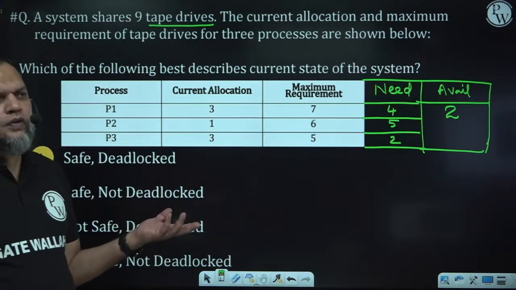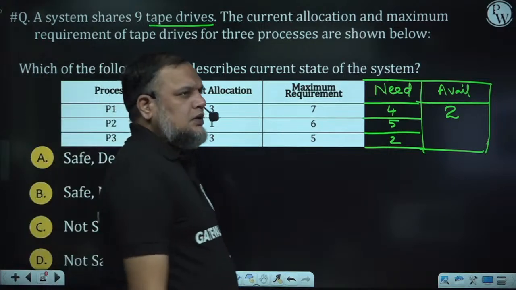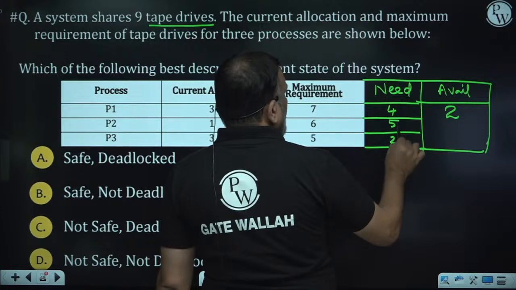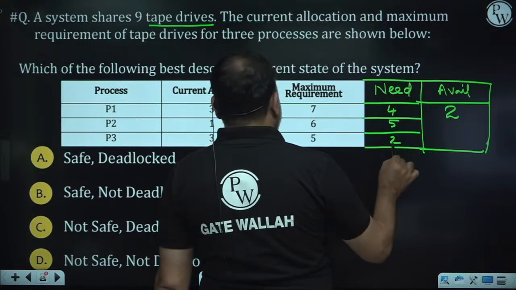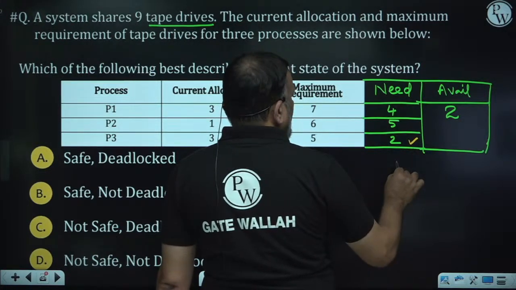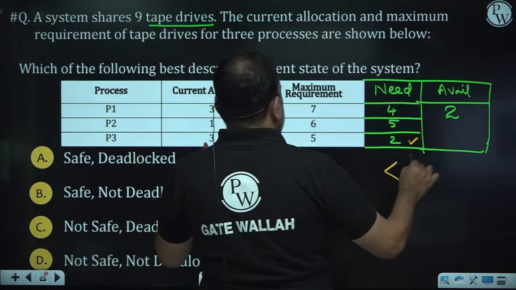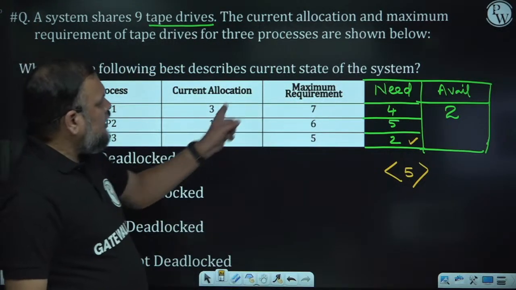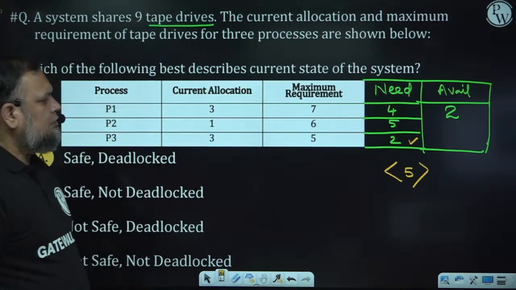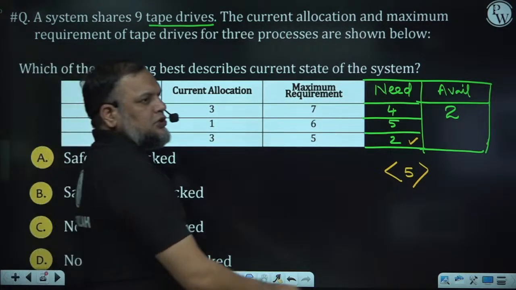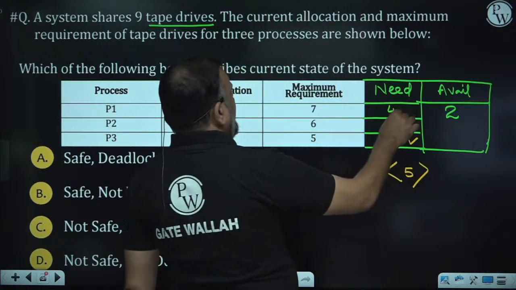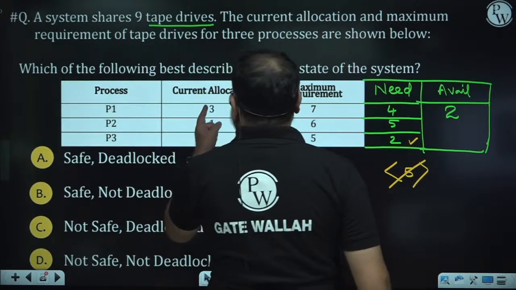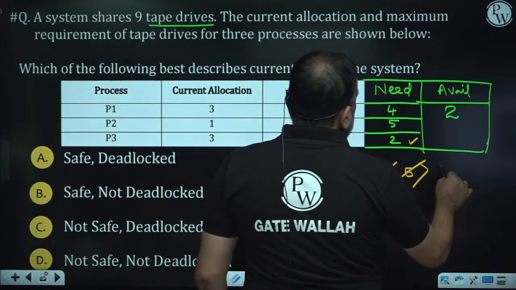If we are able to satisfy them, then there is no deadlock and the system is safe. So let's see if we can. Can I satisfy the need of P1? No. P2? No. P3? Yes. So after completing P3, my new available will become 2 plus 3, 5. Why? Because this current allocation of 3 will return, so 2 becomes 5. Now the question is, with 5 copies, can I satisfy the need of P1? Yes, absolutely. After satisfying P1's need, what will my available be? We will add the current allocation: 3 plus 5 will become 8.